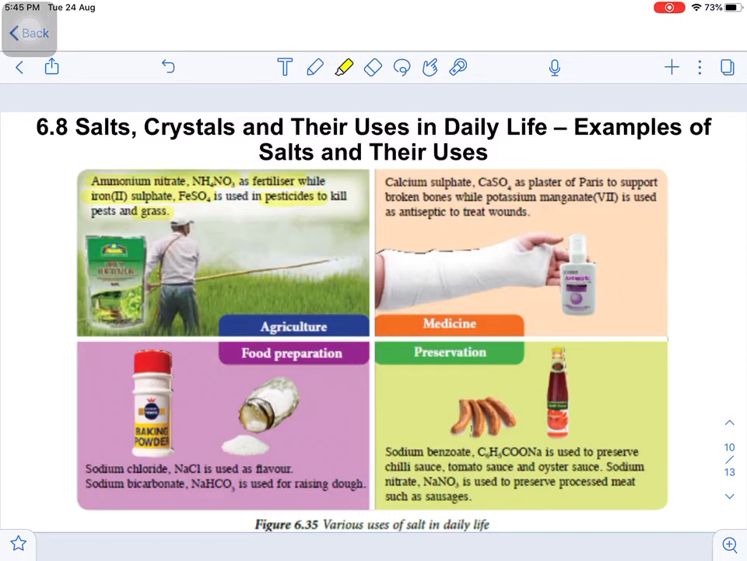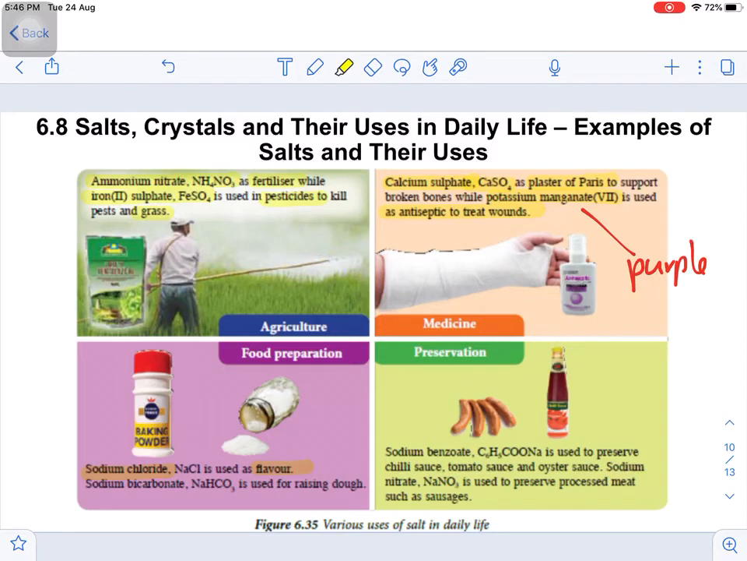Okay, next in medicine, we have calcium sulfate. Calcium sulfate ni kalau di hospital dia lebih dikenali dengan plaster of Paris. Normally to support broken bones, simen tangan tu kan. While potassium manganate 7 used as antiseptic to treat wound. This one, potassium manganate ni color dia purple. Yang ubat luka tu warna purple tu. That one is potassium manganate. Potassium manganate garam.